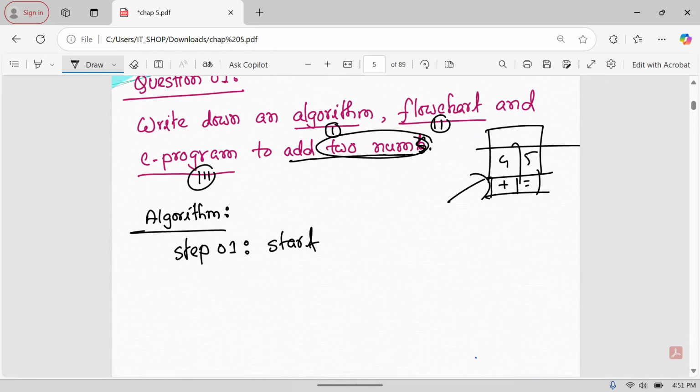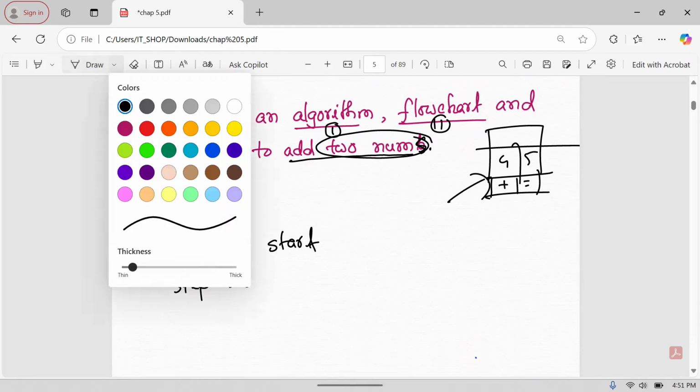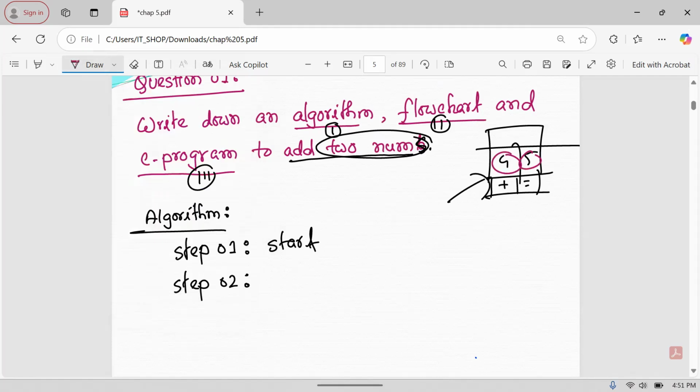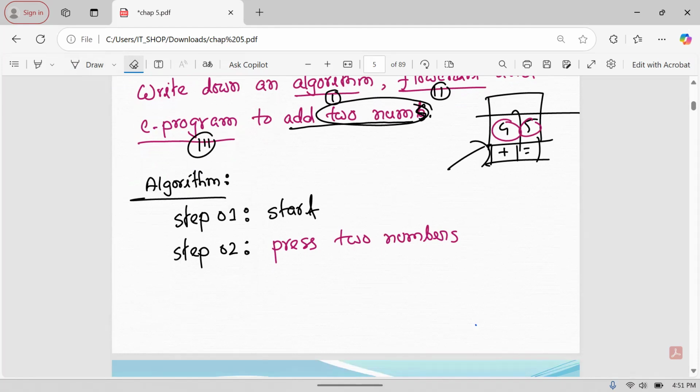Now tell me, what is the question? The question is to add two numbers. That means if you want to add two numbers in this calculator, you have to press two numbers. That means I have to press 4, 5. So I can write down press two numbers, but it's not the proper word we are using. So you can write down input two numbers.